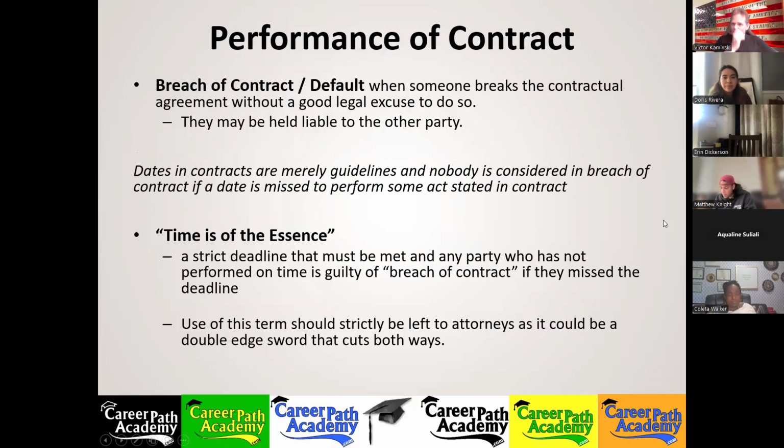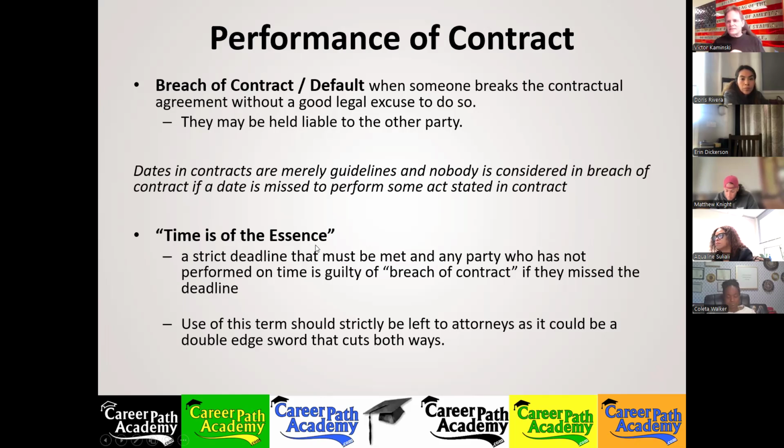Next up, what does breach of contract or default mean? Well, it means you broke the contractual terms of a contract without having a good legal excuse to do so. And therefore, that could make you legally and financially liable to the other party. So dates in contracts are merely guidelines, and nobody's considered to be in breach of contract if a date is missed to perform some act that's stated in the contract. But sometimes we want to ensure we put things in contracts and we want those dates to mean something, to have teeth.